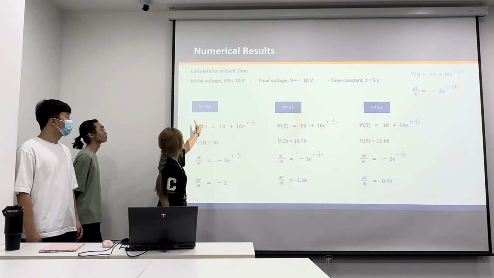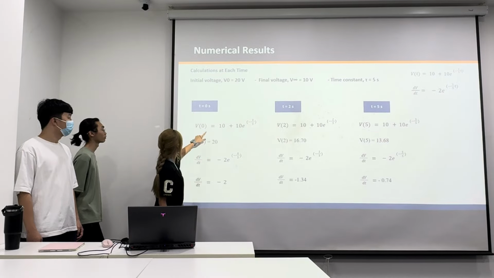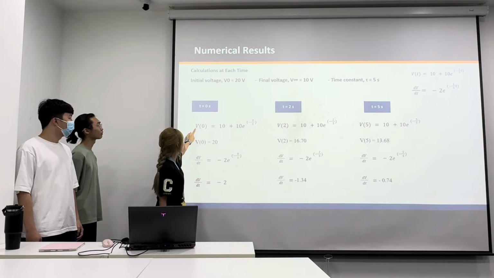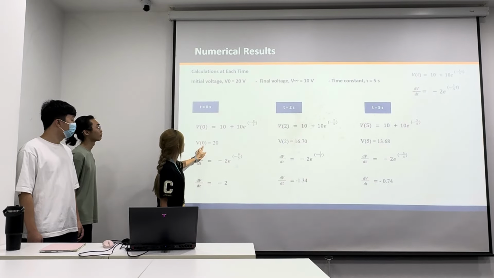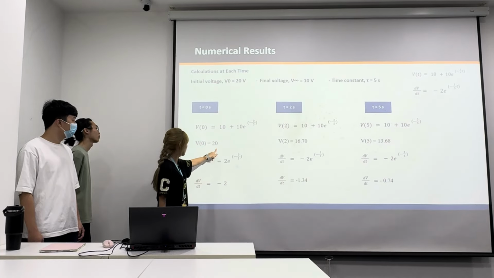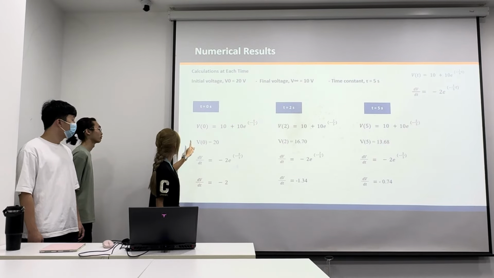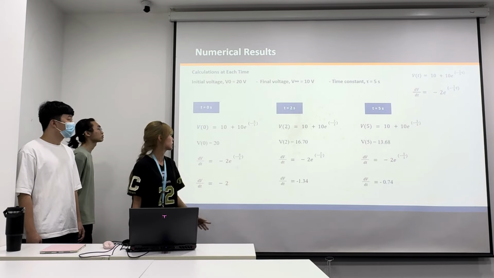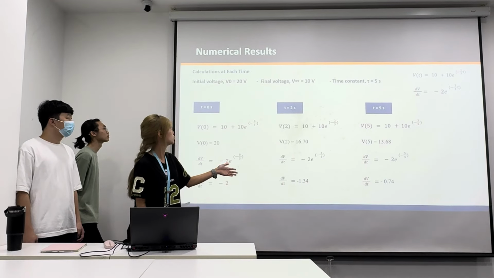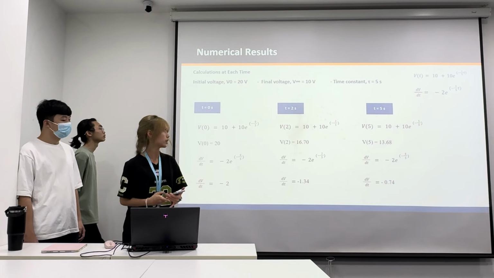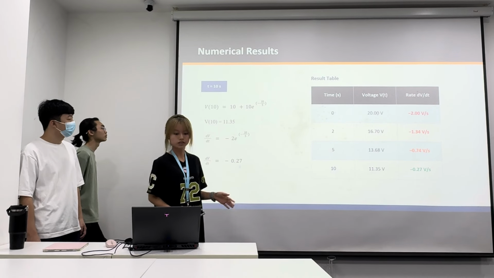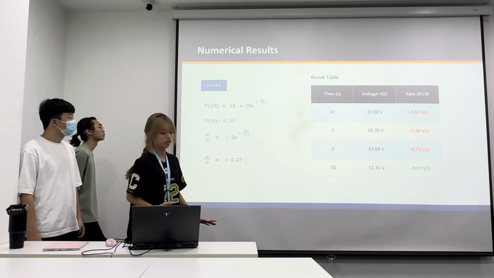If t is equal to 0, we can just substitute 0 into the V(t) and also the dV/dt equation. So when t is equal to 0, the voltage is 20, and our rate of change is negative 2. We use the same way to calculate t equal to 2, t equal to 5, and t equal to 10. So this is the result table.